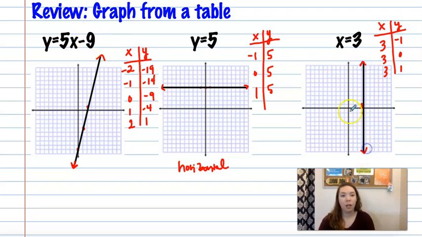So it's a vertical line where it goes through 3 on your x-axis. All x equals a number are vertical lines. So that's how we do it from a table, which I hope you knew prior to this. It was just on our quiz from yesterday.